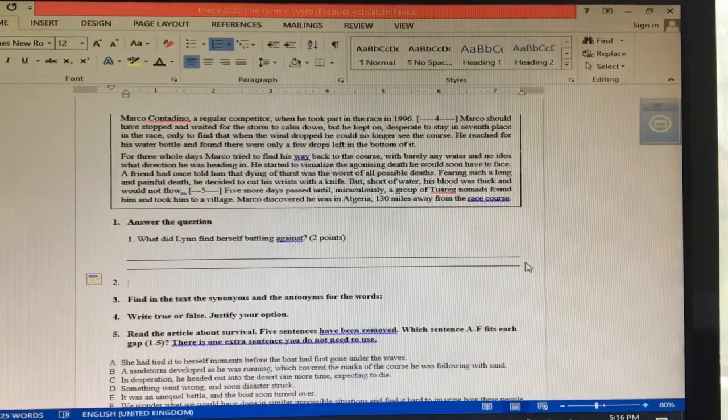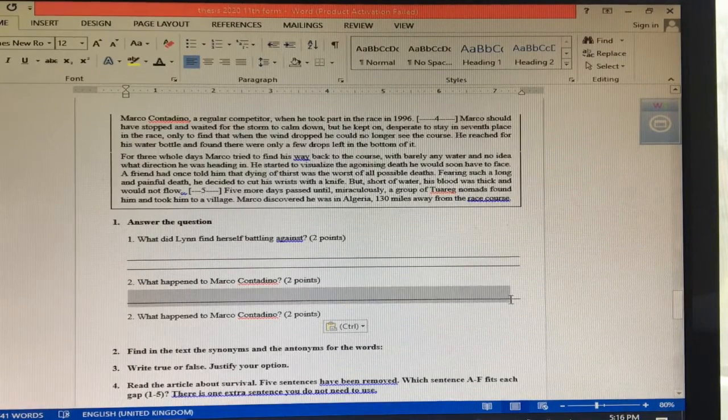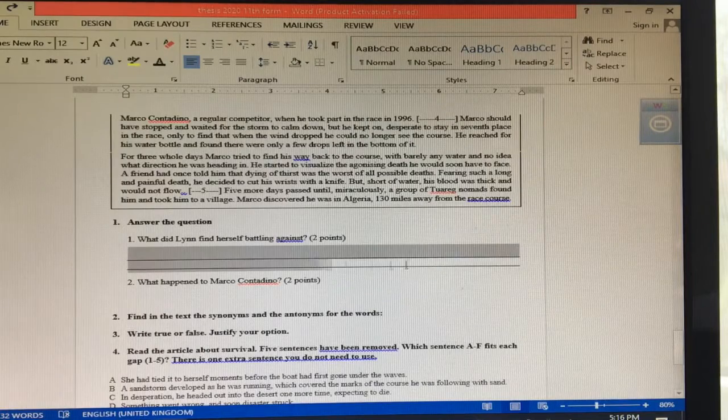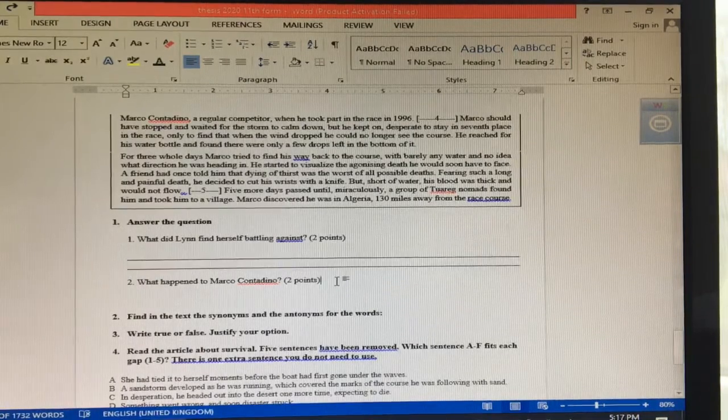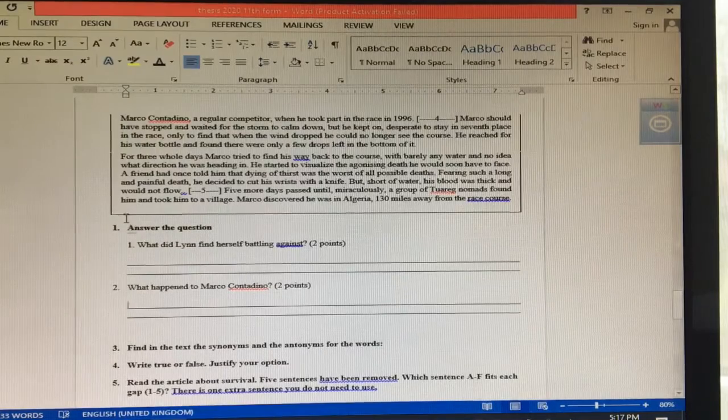Next question would be: what happened to Marco Contadino? And all of this, again, we have all of the answers directly in the text. And if the student reads, okay. And the last question, and we're going to have one more question.